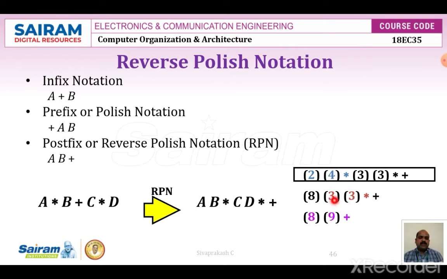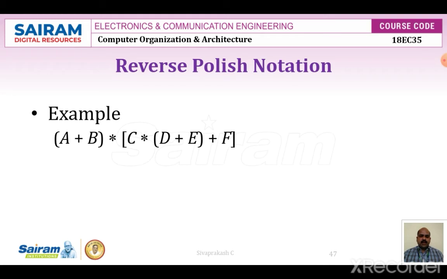Now the next data 3 * 3 becomes 9, then 8 + 9 is made as data 17. In such a way the stack is going to get operated. With another example, we can see about the particular operation.